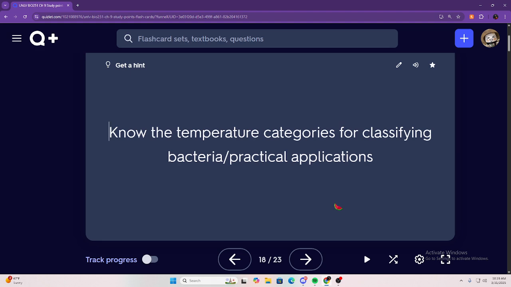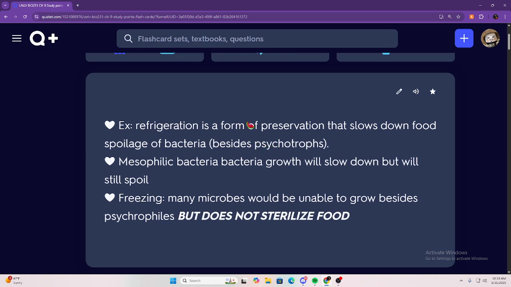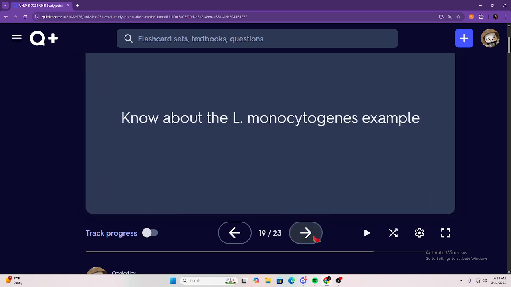Know the temperature categories for classifying bacteria as practical applications. For example, like I said before, refrigeration is a form of preservation that slows down food spoilage. If mesophilic bacteria were put in refrigeration, the growth would slow, but it will still spoil if taken out of the refrigerator. And freezing: many microbes will be unable to grow besides psychrophiles, but this does not sterilize food, because as soon as you take it out of the freezer, it will start to grow again.